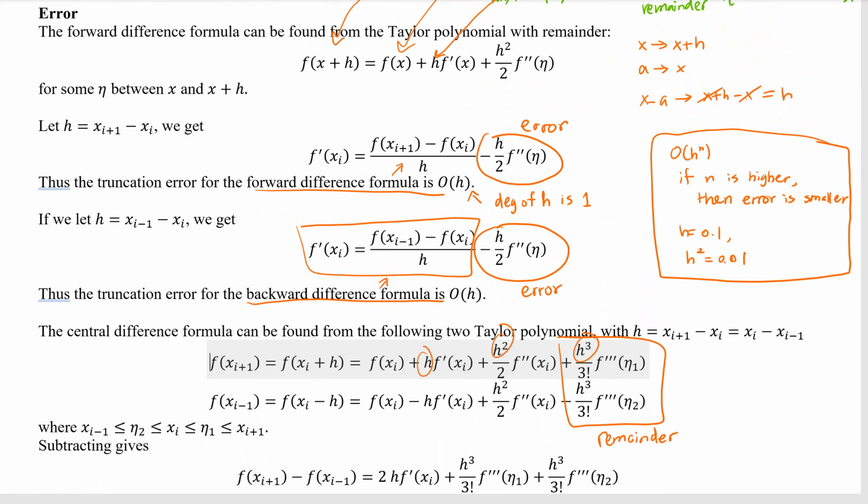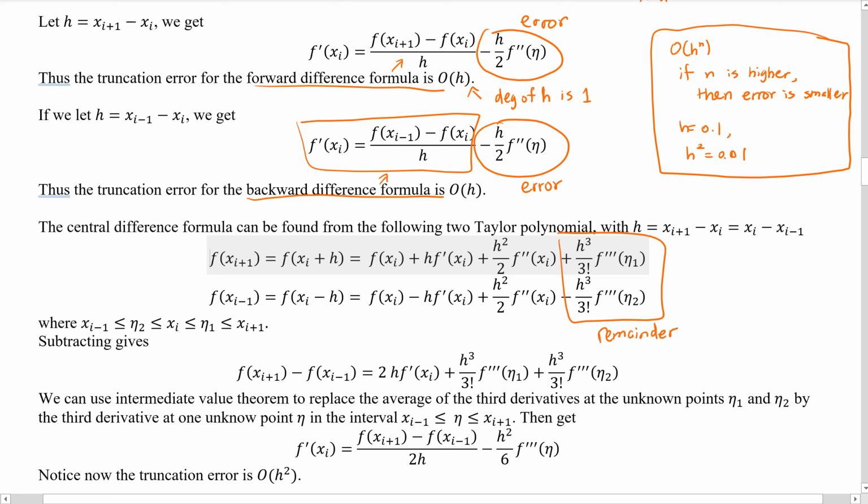And then the bottom formula, we can simply replace h by minus h. When we replace h by minus h, this term becomes negative h, but minus h squared is positive, so that's why this is positive and this is negative. So far so good. But the thing we need to be careful about is that this eta 1 and this eta 2 are different things. For the remainder we get that eta is some number between x and a. But here, because we have two different equations, the eta can be different. They might not be the same, so you cannot cancel them when you add those two equations together.